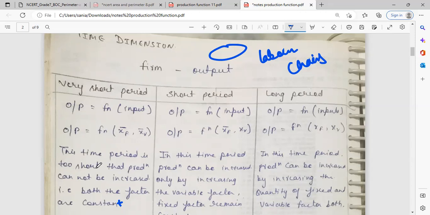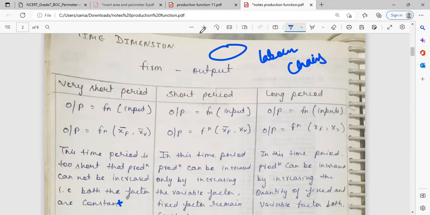Over here, you cannot increase your production, no chances, right? Why? Because both the factors are constant. You cannot change any factor, so how will you change your production, right? But in the short and long period, you have a chance to change the production because in the short period you can change the variable factor, and in the long period you can change both the factors, so you can increase the production as per your choice. Clear? Yes, ma'am. Thank you.